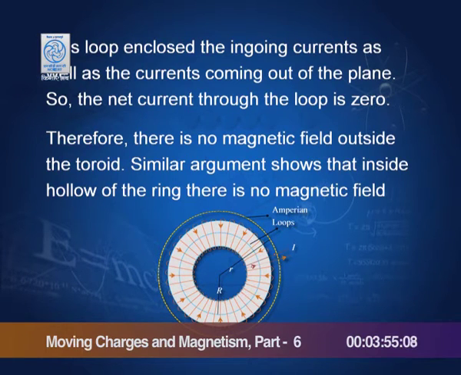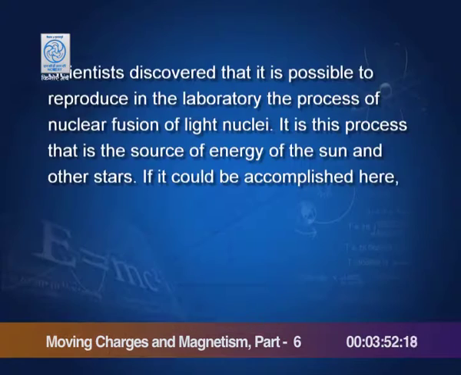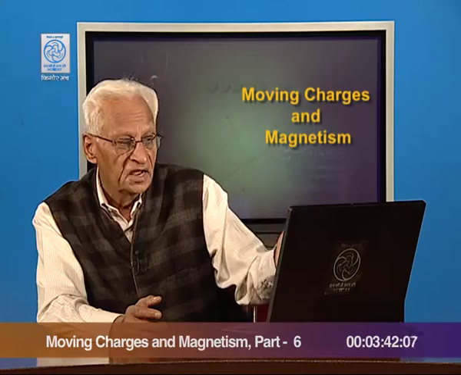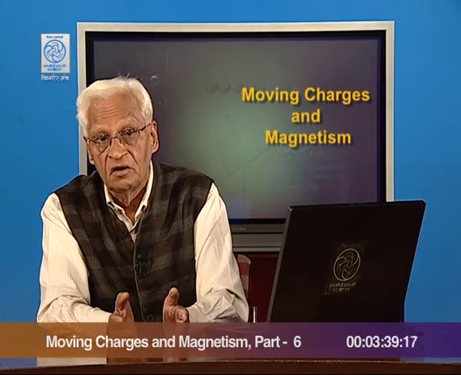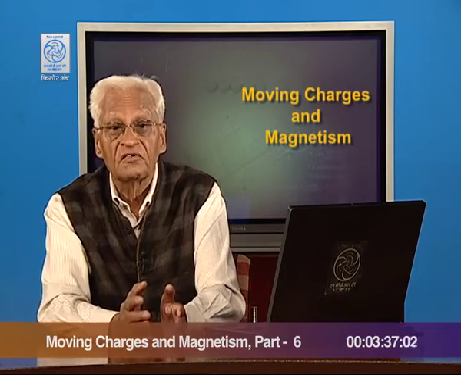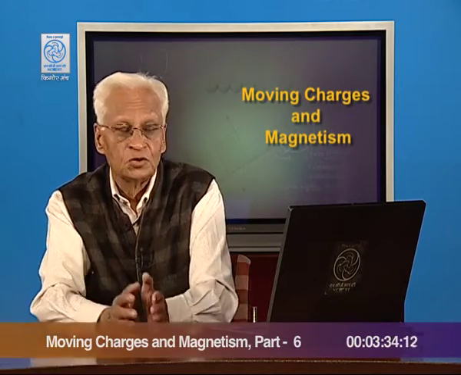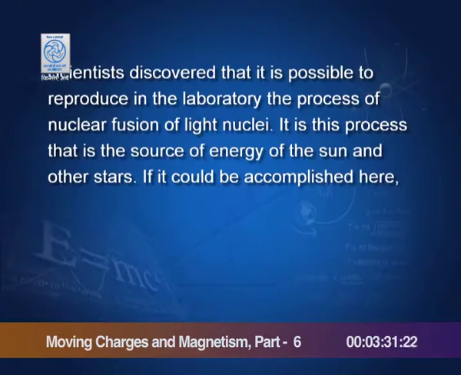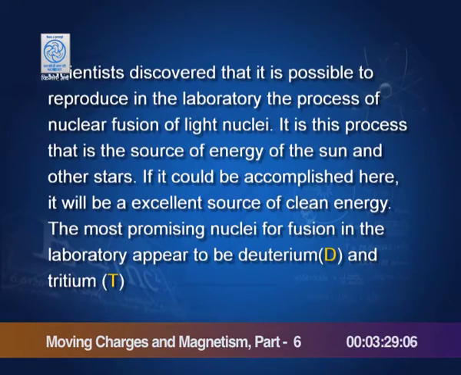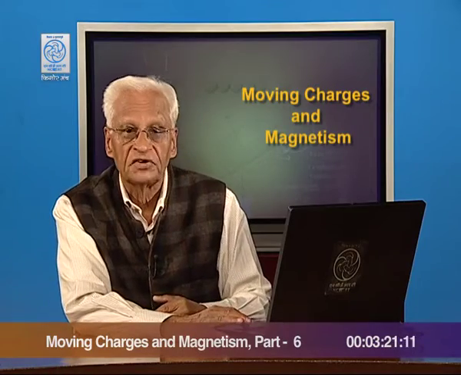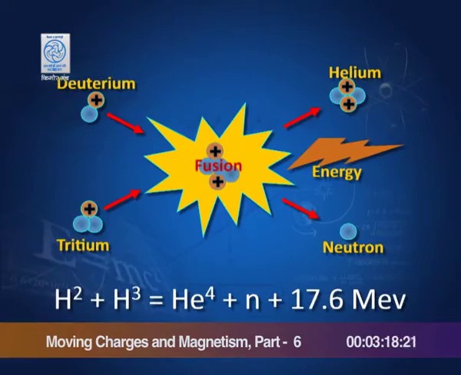Now, why is toroid so important? Scientists discovered that it is possible to reproduce in the laboratory the process of nuclear fusion of light nuclei. It is this process that is the source of energy in the sun and other stars. If it could be accomplished in the laboratory on the earth, we will have a huge source of clean energy, and the best candidates so far that might react the light nuclei are deuterium and tritium, and if they react, then we can get a lot of energy, and this energy would be clean energy.